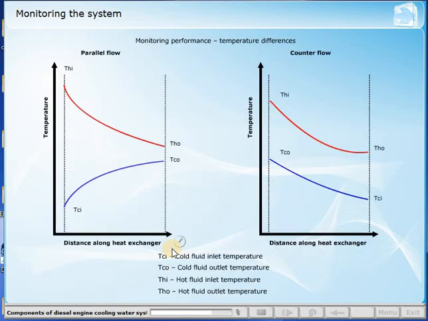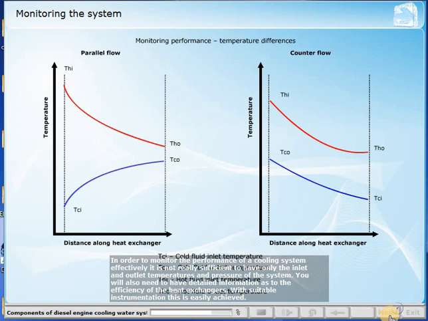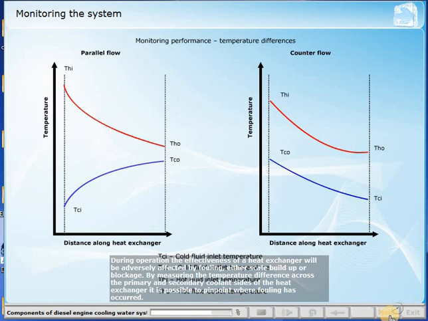In order to monitor the performance of a cooling system effectively, it is not really sufficient to have only the inlet and outlet temperatures and pressure of the system. You will also need to have detailed information as to the efficiency of the heat exchangers. With suitable instrumentation, this is easily achieved. During operation, the effectiveness of a heat exchanger will be adversely affected by fouling, either scale build-up or blockage. By measuring the temperature difference across the primary and secondary coolant sides of the heat exchanger, it is possible to pinpoint where fouling has occurred.